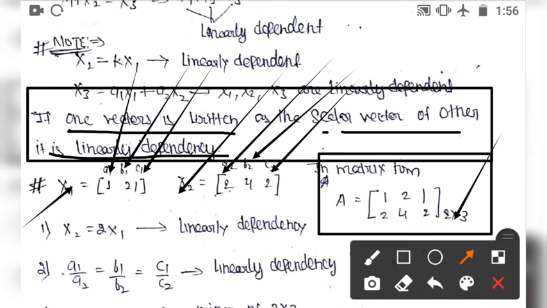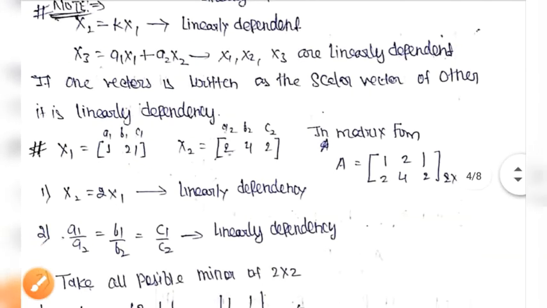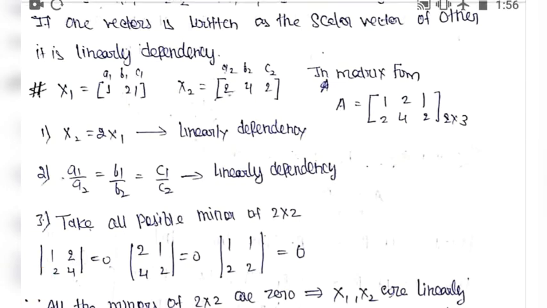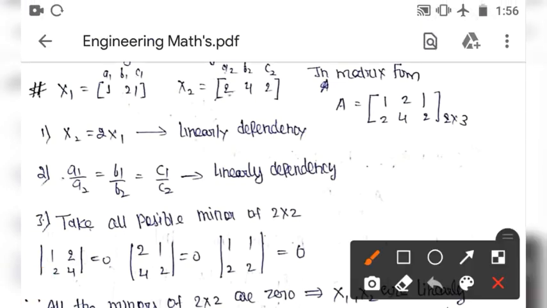Okay, now you have to find whether there is any dependency or independency. We learned one technique to find the dependency: here x2 we can write as 2 times the vector x1, which means there is a dependency.